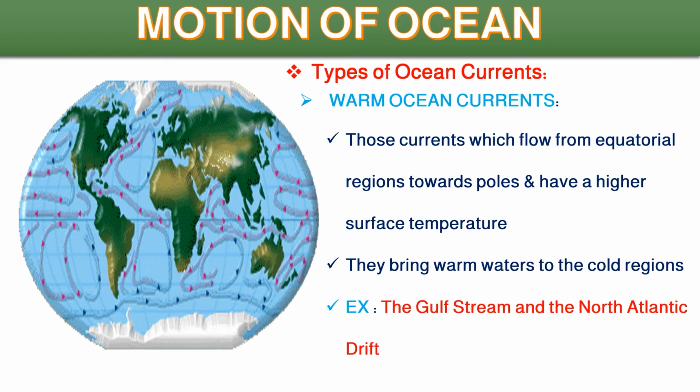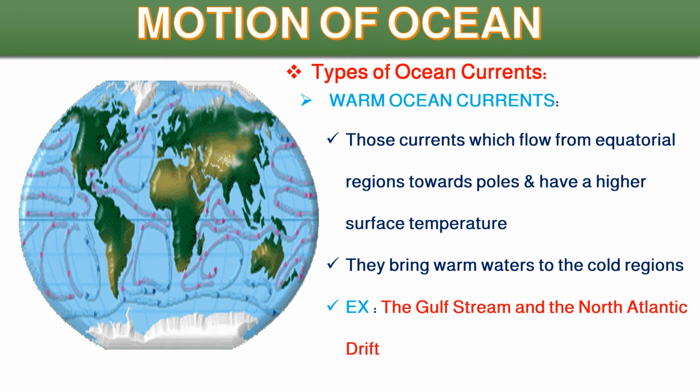Now let's understand the types of ocean currents. The first one is warm water currents. What are warm water currents? Those currents which flow from the equatorial region towards the poles and have a higher surface temperature. Here you can see in this picture, this is the equatorial region, and from the equatorial region there is a warm current going towards the pole. They bring warm water to the cold regions.